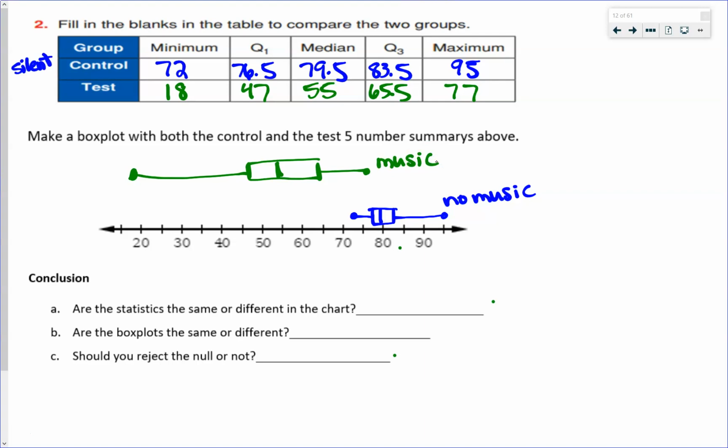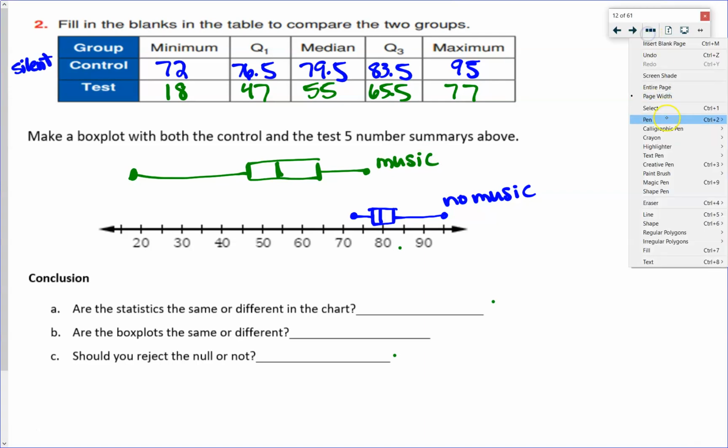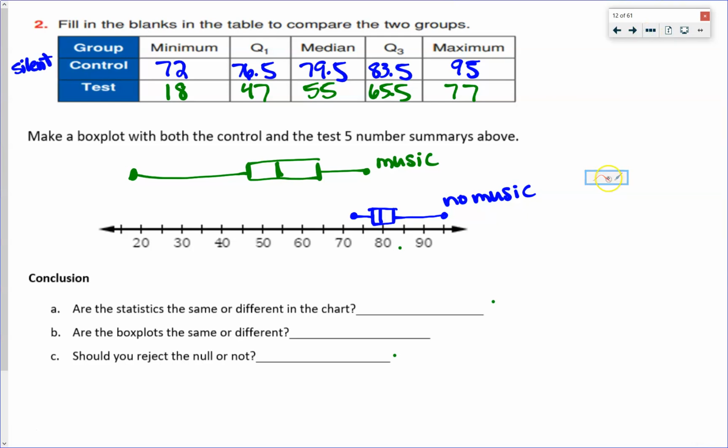Okay, so now let's compare. We can look at our 5-number summaries. We can look at our visual, which is the box and whisker. Okay, are the statistics the same or different? They are very different. Look at the numbers, 72, 18. Each of these values is drastically different from the others. Okay, part B, are the box plots the same or different? They are very different. Look at the green and the blue. They are very different from each other. They do not share anything.